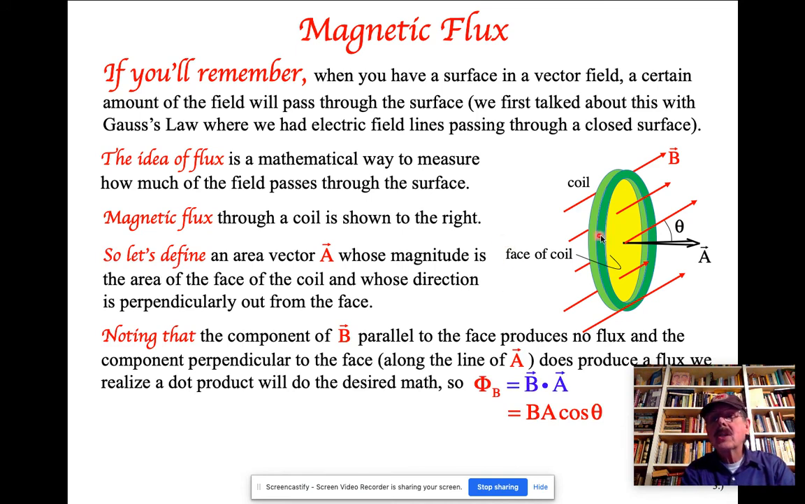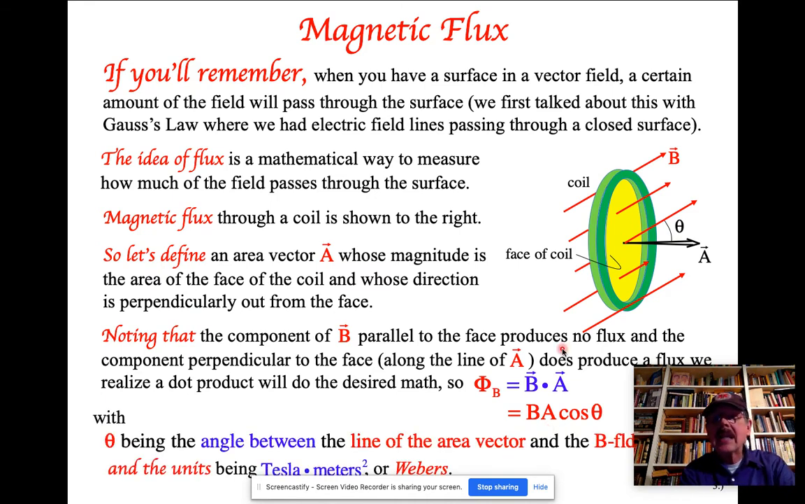Okay, and this assumes that B is the same everywhere, or its magnitude is the same everywhere on the surface. You will run into problems where the magnitude changes from point to point. Then this becomes the integral of B dotted into dA. But that's something that we'll worry about later. For now, let's just be happy with this nice general expression, the easy expression.